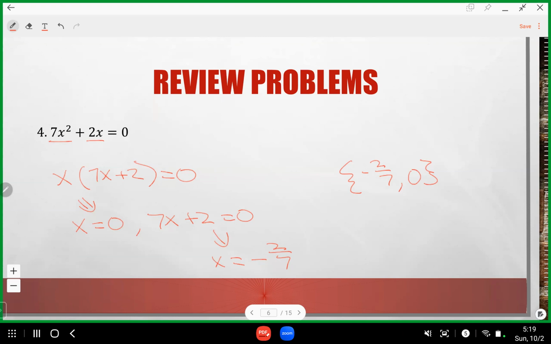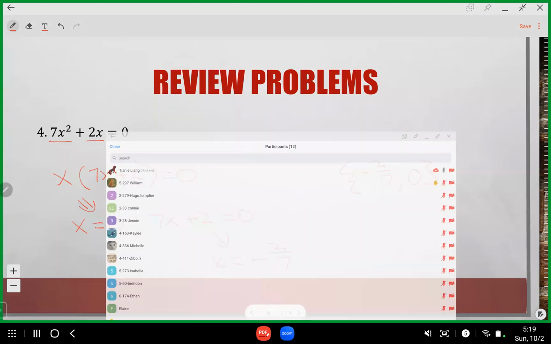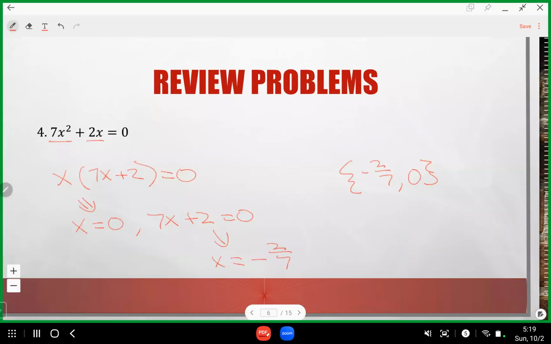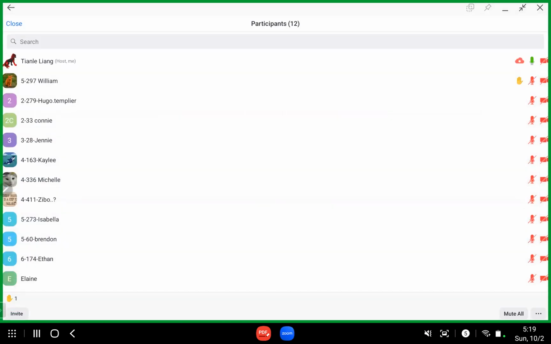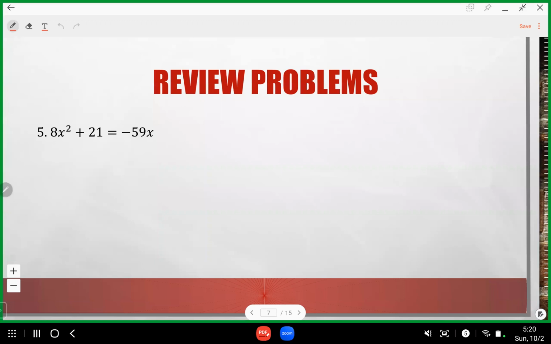Okay. So let's go on to the last problem. And I'm going to take volunteers for this one. All right. Who wants to volunteer? All right. William, do you have your hand up? Do you want to volunteer? Yes, please. All right. Very good. So let's just move this to the other side first. Okay. So 8x squared plus 59x plus 21. All right. Continue.